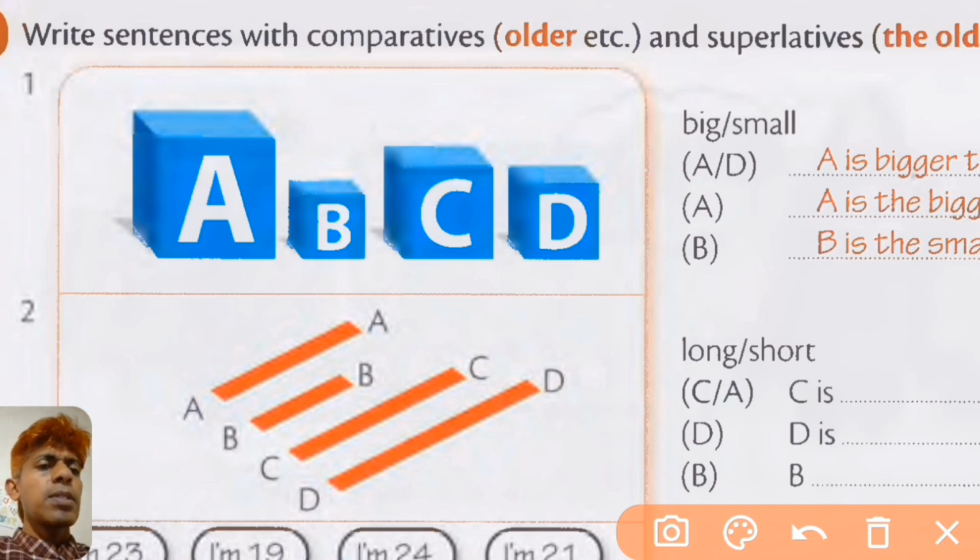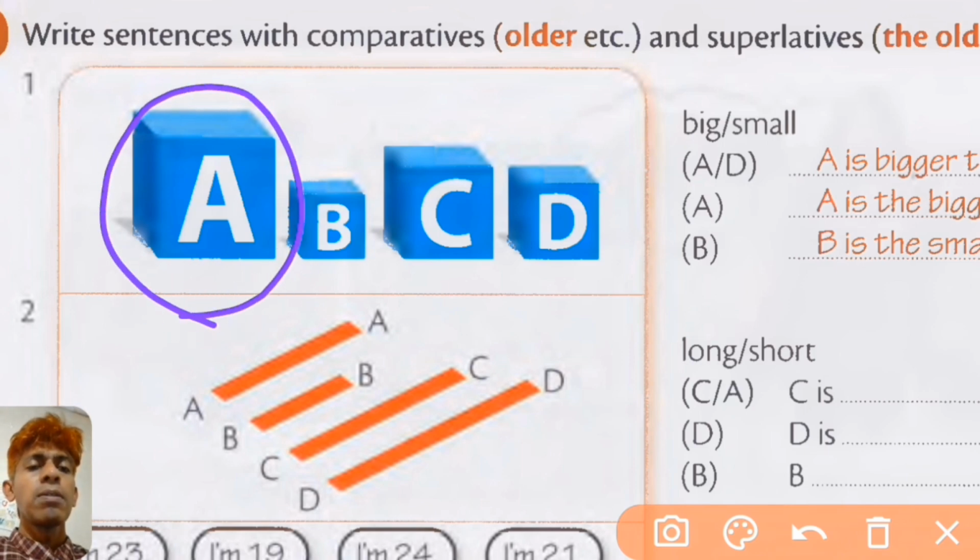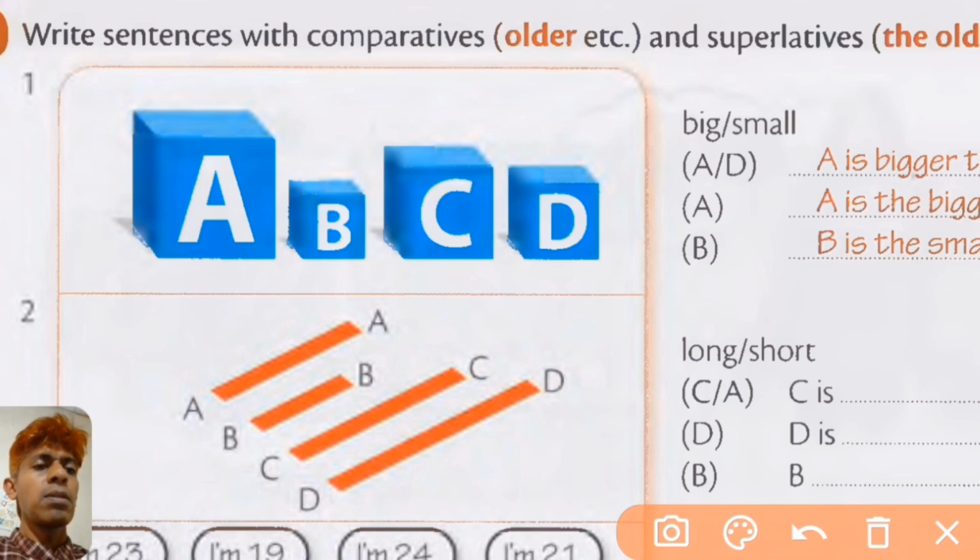Okay. Next one, A. A is the biggest. B is the smallest. Right.